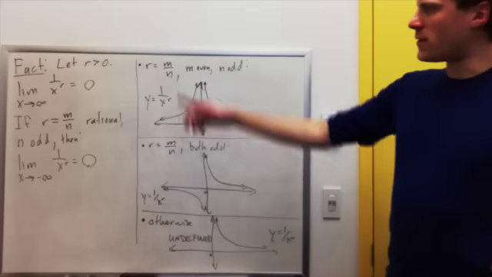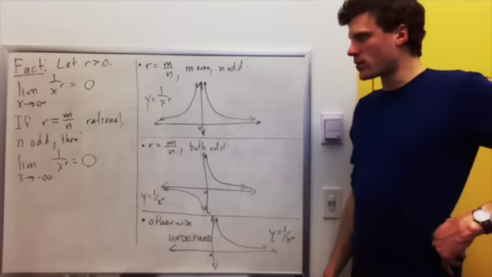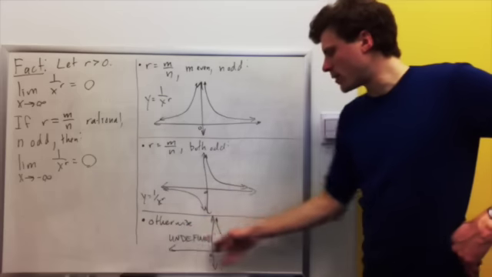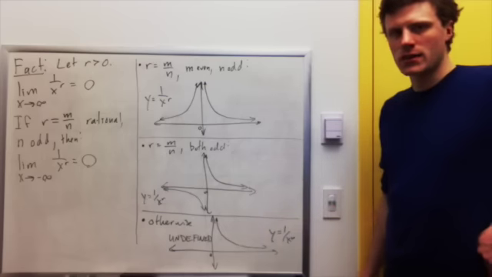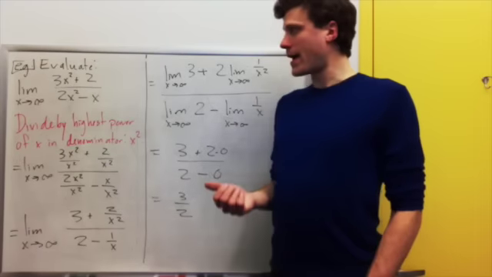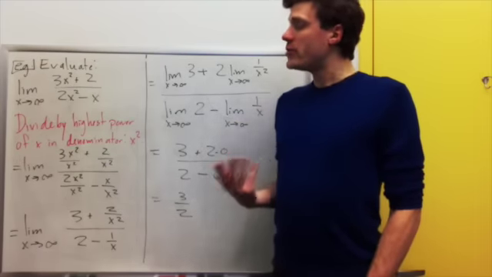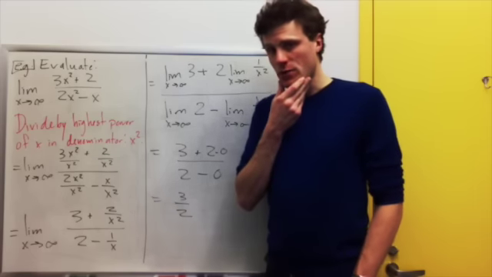Otherwise, if r is not of this form, then we can't take x to the r for negative values of x, so the function's undefined to the left of 0, but to the right of 0 it looks like this, and it approaches 0 as x goes to infinity. Given our basic limit laws and the fact that I just wrote down, we should be able to evaluate the limits at infinity for any rational or algebraic function.